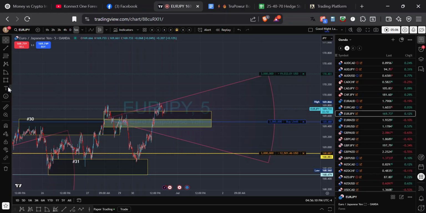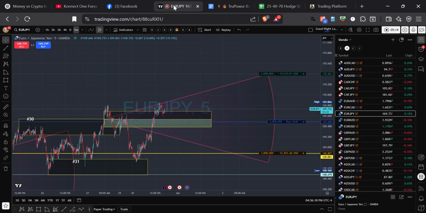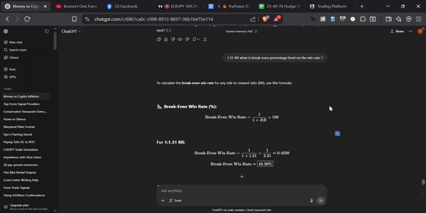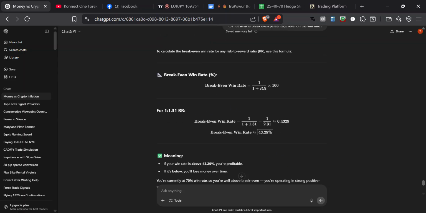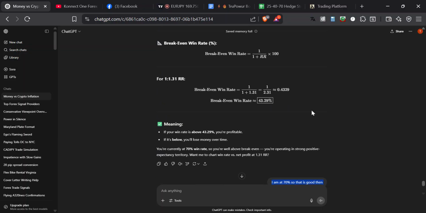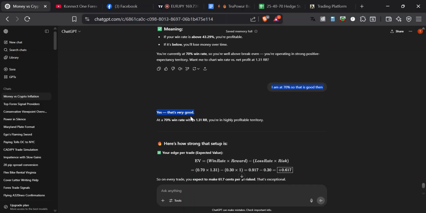Look at this. ChatGPT. Oh, it's supposed to do the window. I think you still see this, don't you? So it was 70. I'm good then. This was at 1.3, and it says the break even is 43.29 if it's at 1 to 3.1. The last trade is at 1 to 5.2, so that makes that number drop, if you know what I mean. So yes, it's very good.